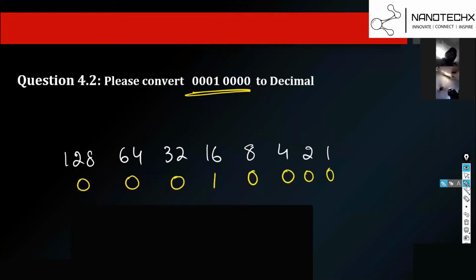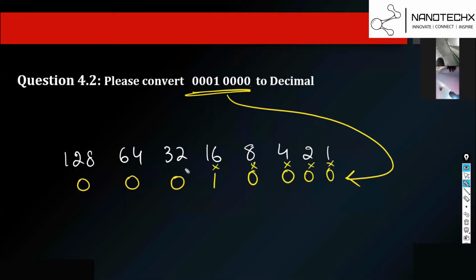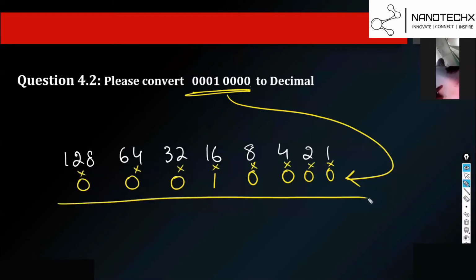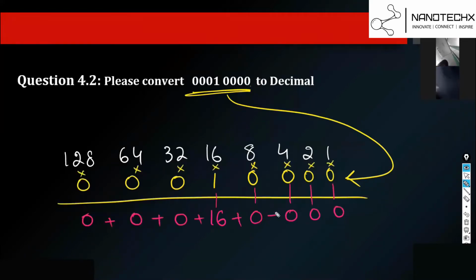Then we multiply all of these numbers together. 1 multiplied by 0, 2 by 0, 4 by 0, 16 by 1, 0, 0. So what is the final answer now? 1 multiplied by 0 is 0. 2 multiplied by 0 is 0. Then 4 multiplied by 0, 8 multiplied by 0, 16 multiplied by 1 is 16. Then 0, 0, 0. So what is the answer? We need to add all of these pink ones now. So 0 plus 0 plus 0 plus 16 plus 0 plus 0 is equal to 16. So the answer is 16. This number in binary is equal to 16 in decimal.